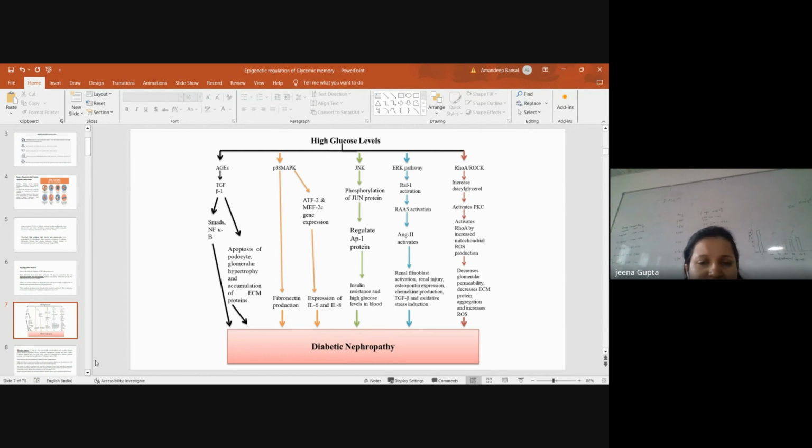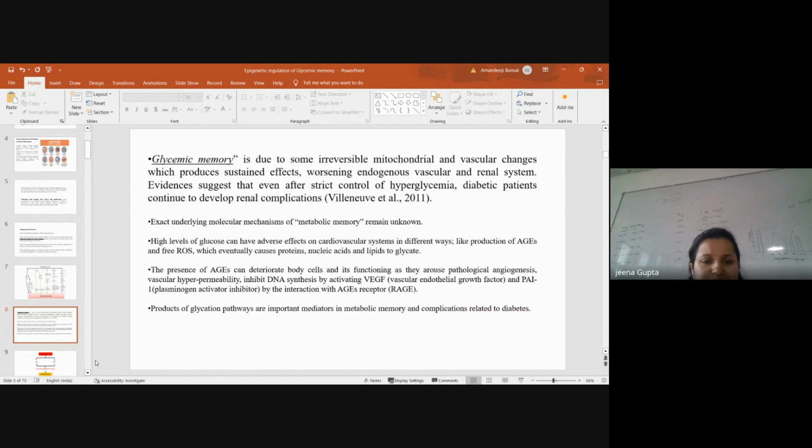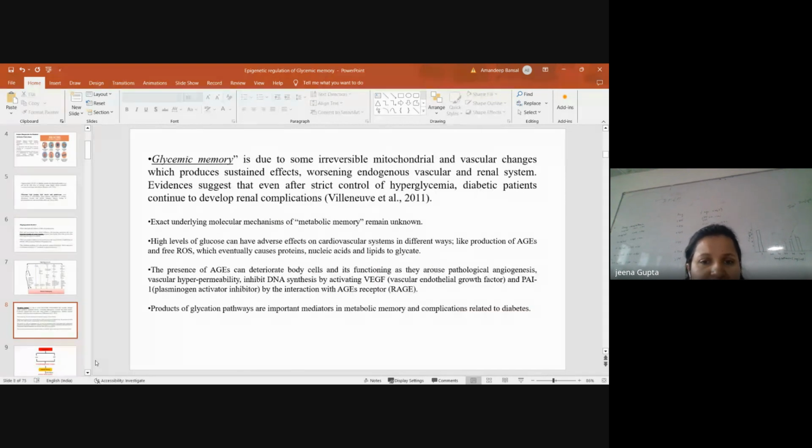Basically, high glucose level in the blood alters these metabolic pathways as well as signaling pathways, which eventually lead to a complex disease called diabetic nephropathy. So glycemic memory is due to some irreversible mitochondrial and vascular changes. It has been evaluated before that, with glycemic memory, even a transient spike in glucose causes some irreversible changes in the mitochondria or the vasculature of an individual, which basically accumulate to become a full disease termed diabetes.